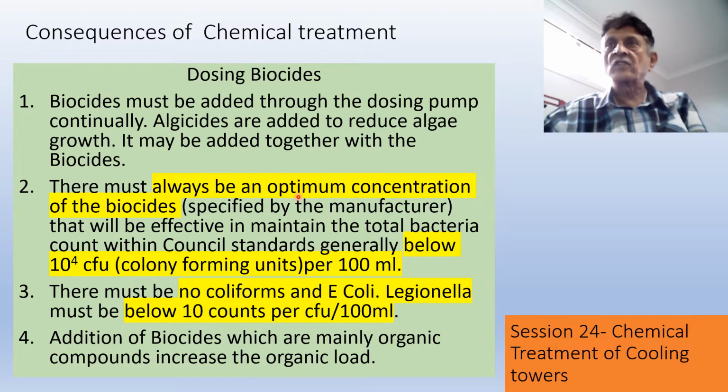There must always be an optimum concentration of the biocides specified by the manufacturer, so that it will be effective in maintaining the total bacteria count within the council standards, generally below 10 to the power of 4, that is 10,000 CFU, colony forming units, per 100 ml. There must also be no coliforms or E. coli in the system, and Legionella must be below 10 counts per 100 ml.